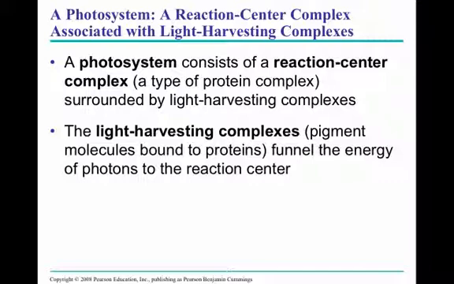Around that reaction center complex, though, is a bunch of other pigments that we call a light harvesting complex. Simply a bunch of accessory pigments and proteins that they're associated with that help take all of the rest of the energy that chlorophyll A is not absorbing. They absorb all the other energy and funnel those photons then to the reaction center chlorophyll.